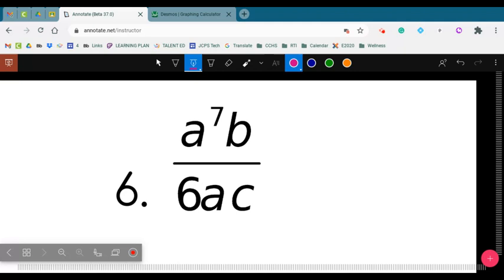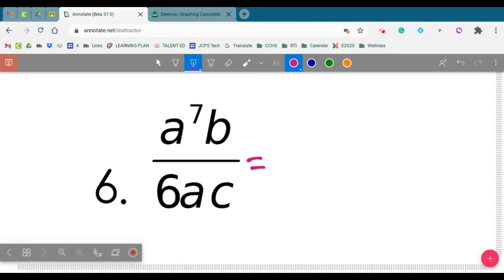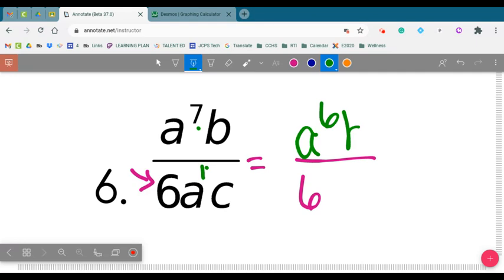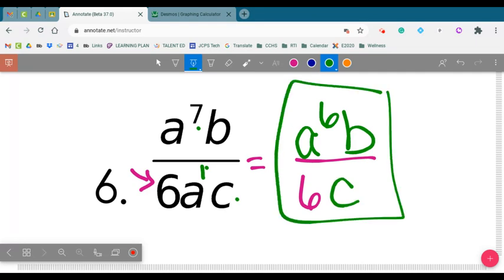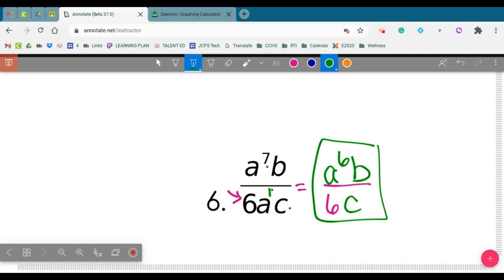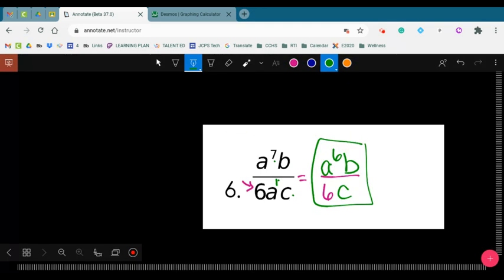Next one. So I have this 6 on the bottom. That 6 is just going to stay there. I can't divide it with anything on the top. Okay, and then we look at our a. We have 7 minus 1. So we get a to the 6th. Our b has nothing to simplify, so it's going to stay. And our c has nothing to simplify, so it's going to stay. So if it can't be simplified at all, we just leave it where it is on that fraction bar.